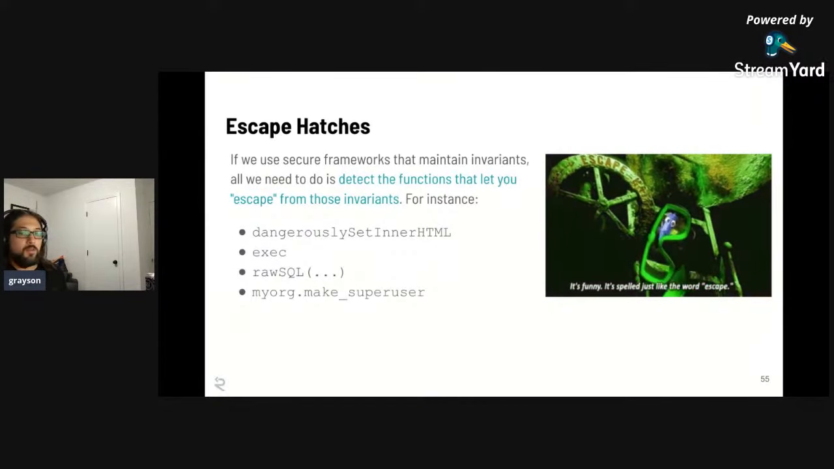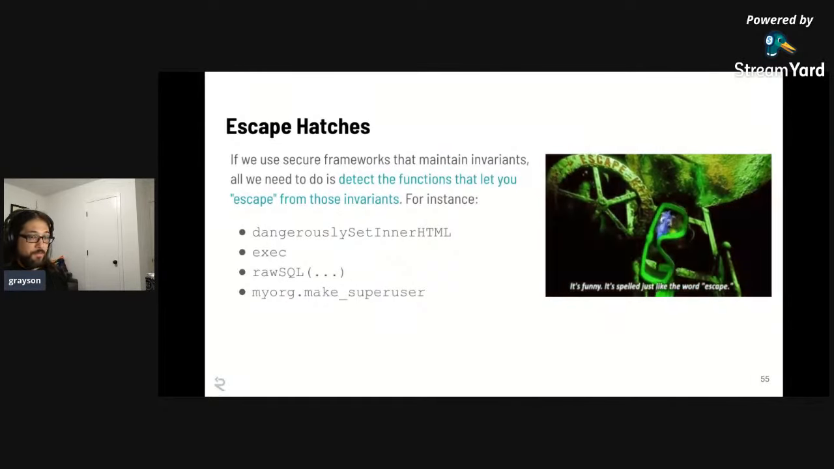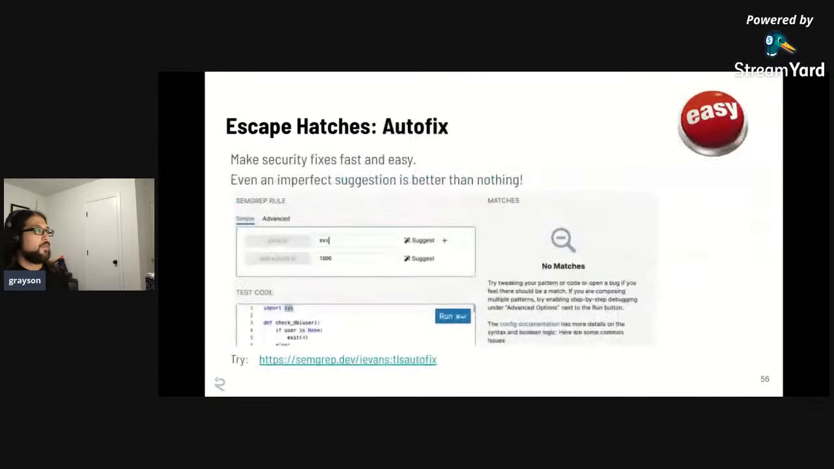So the thing that we want to use the continuous integration for is detecting the escape hatches, obviously. So these are the kinds of things that we want to look for. Dangerously set inner HTML is an example that I used earlier. Exec is an example that I used earlier. Raw SQL is an example that I used earlier. You might have something organization specific too. So if you have a specific way of doing authentication or authorization at your organization, you can try to make sure that gets scanned for as well.